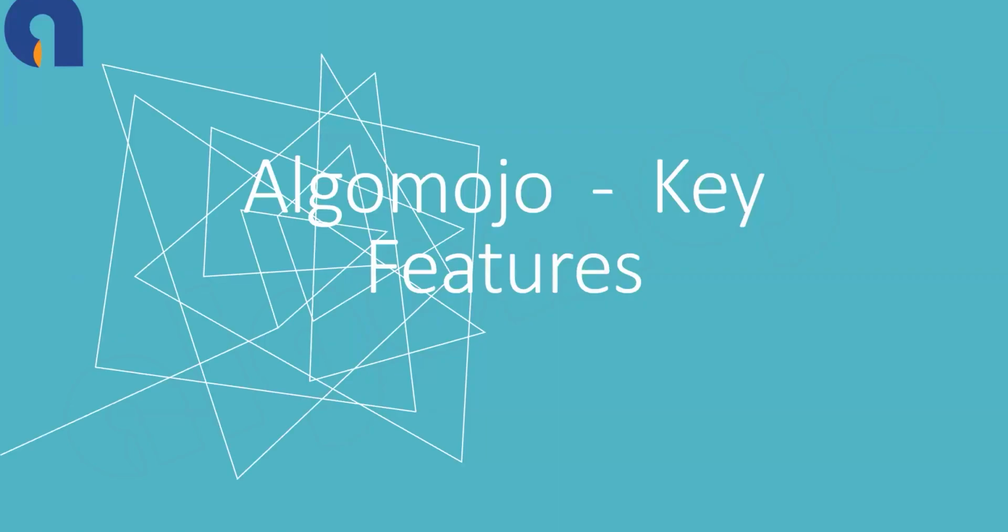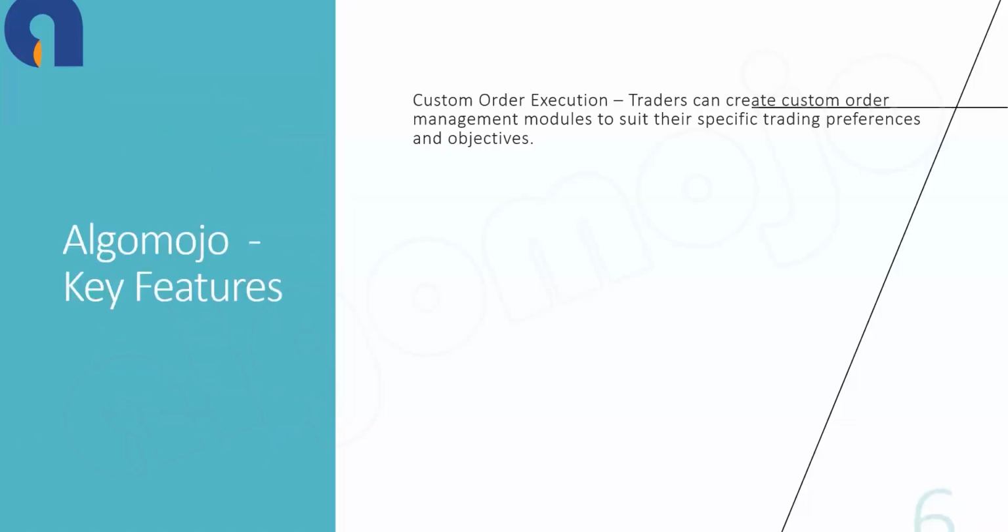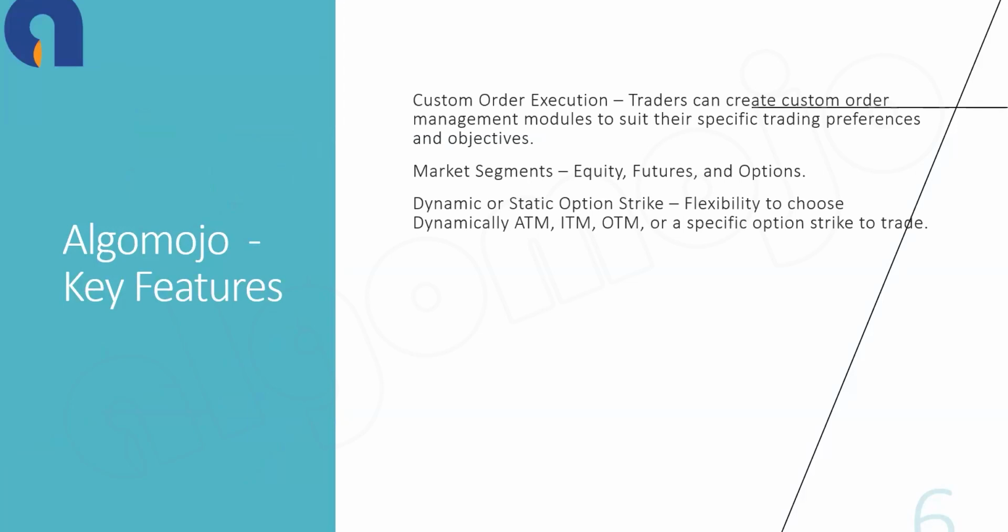Some of the key features of Algomojo would include you can customize what it is that you want to trade. This can be a one-time activity based on your requirement. You need to define what you want to trade in Algomojo platform. These could include whether you want to trade in equity, futures, or options, whether you want a specific strike price that you would like to trade on a particular day, or you want the strike price to be dynamic in nature.